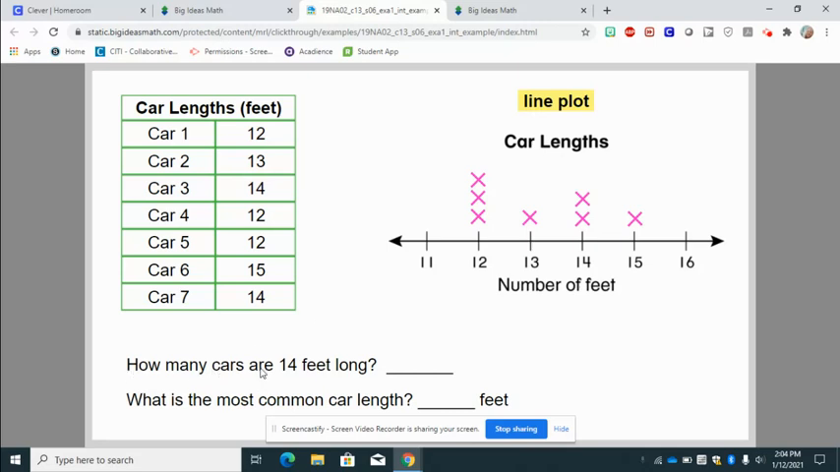So how many cars are 14 feet long? So if we come and find our number 14, we see 2 X's over the number 14, so there are 2 cars that are 14 feet long. What is the most common car length? Okay, so that means which one has the most? Which one is the most common? So we can look and see which one of these has the most X's, and 12 has 3 X's, so the most common car length is 12 feet long.